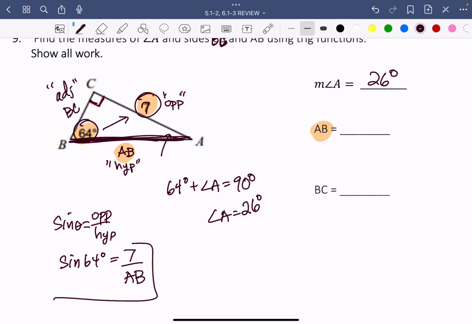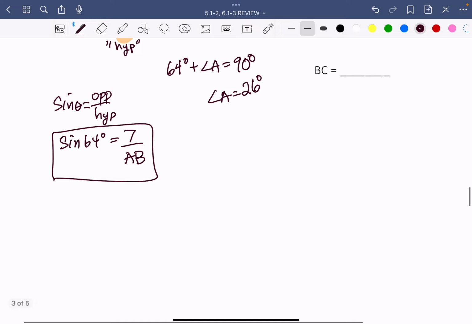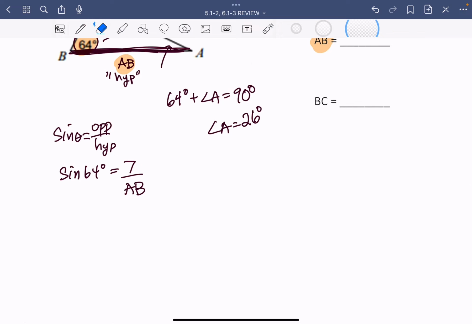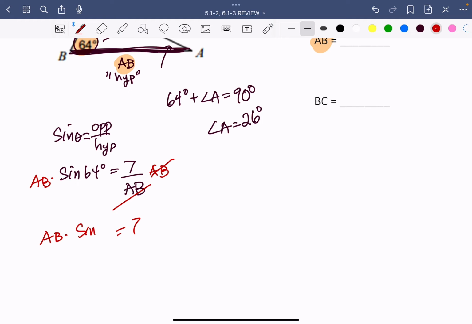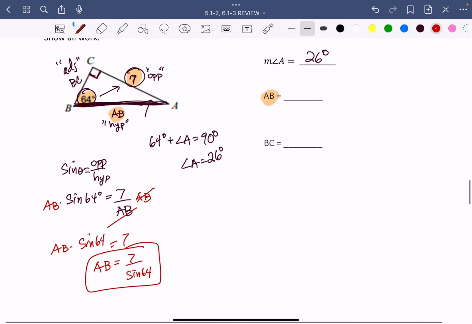So now all you have to do is solve for AB. Well, how do you do that? Let's multiply both sides by AB to get rid of that AB in the denominator. Right? These cancel out, and you get 7 is equal to AB times the sine of 64. So then you just divide both sides by the sine of 64. So you get that AB is 7 divided by the sine of 64, and that's how you can leave your answer.